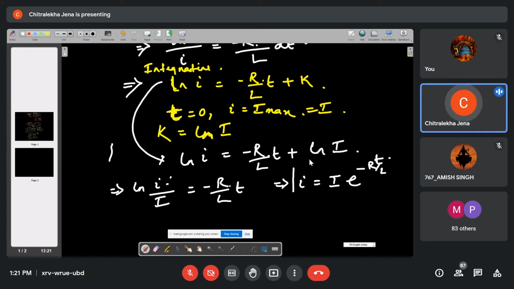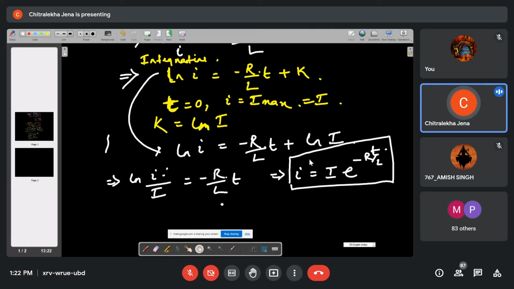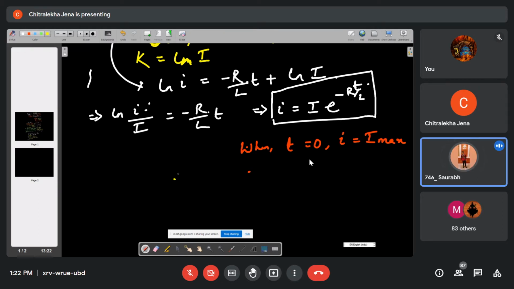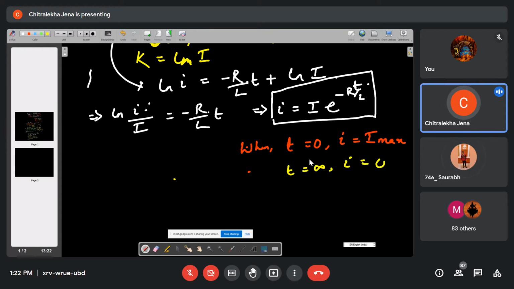So this is how the current is decaying from i equal to i maximum to i is equal to 0. You substitute here whether you are getting the same value or not. When t is equal to 0, what is the value of i? I max. When t is equal to infinite, what is the value of i? 0. i is equal to 0.